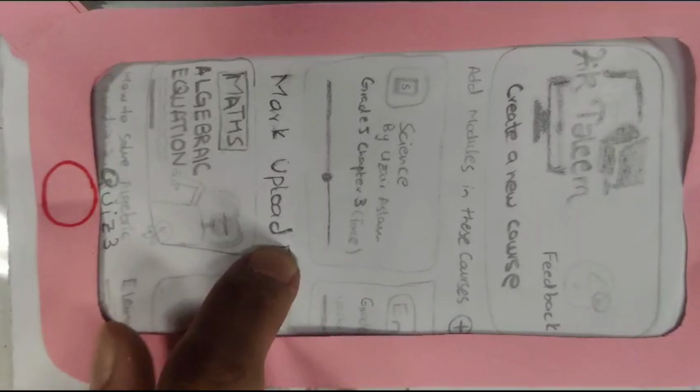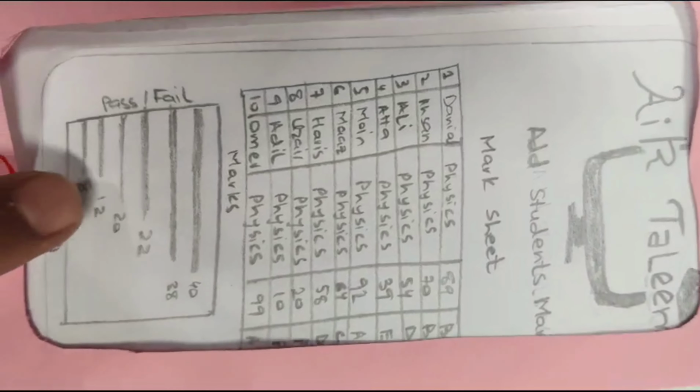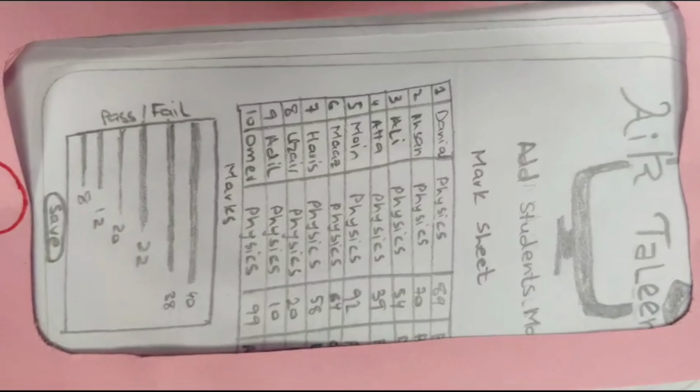In the next goal, we have to click on upload for uploading the marks of the students. Then we have to enter marks in the mark sheet. Upon uploading the marks, a bar graph will be created for the passing and failing students. Then we have to save.